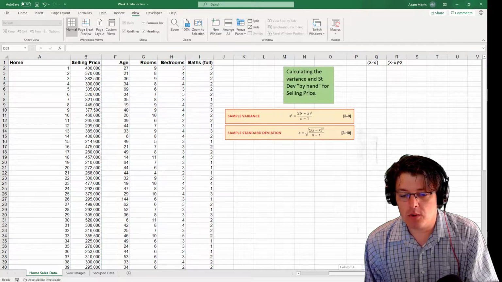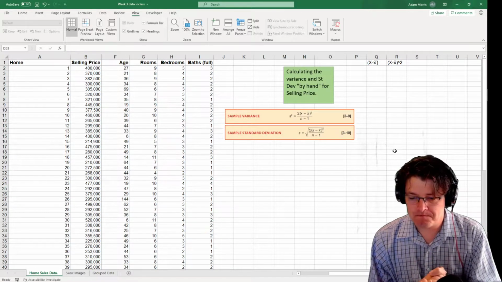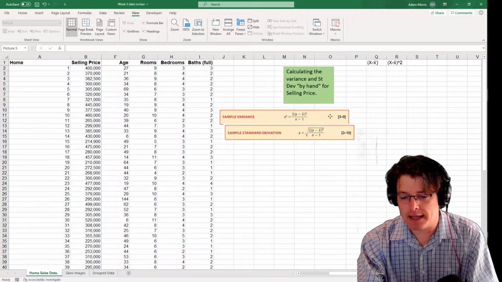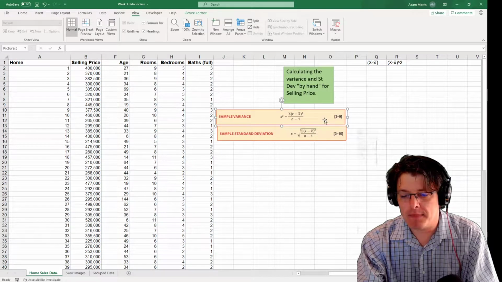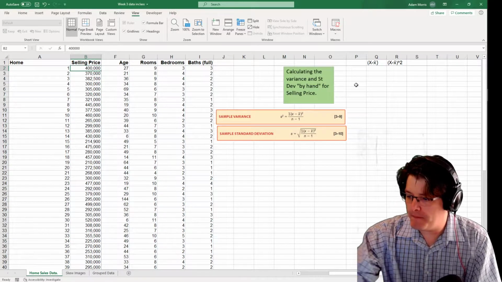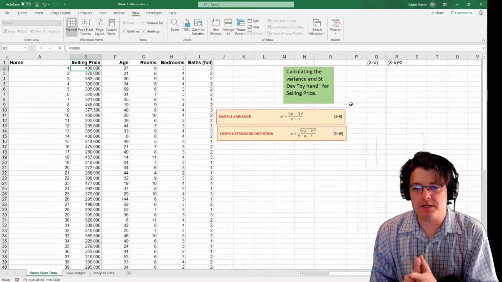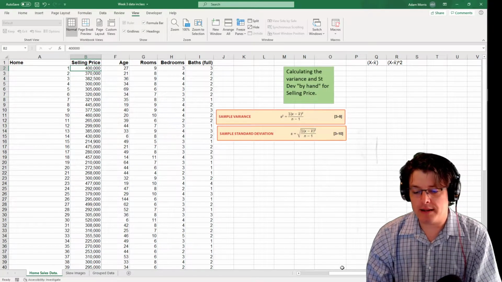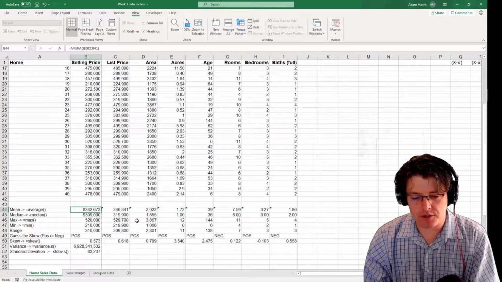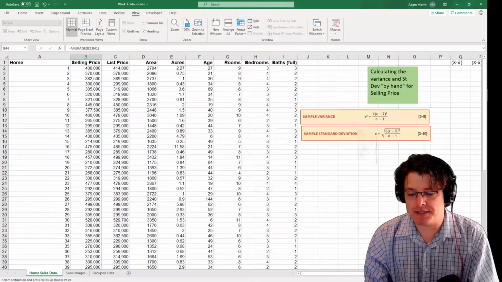Okay, so we are going to go ahead and calculate this by hand, or by hand with Excel's help, and this is going to look very similar to what we've done in class. Let me just slide this out of the way, and we're going to again be looking at selling price. So we want to know how spread out this data is. We've already calculated the mean, right? Let me go back and look. The mean is 342,673. So I'm going to copy that and just paste it up here so we can remember.